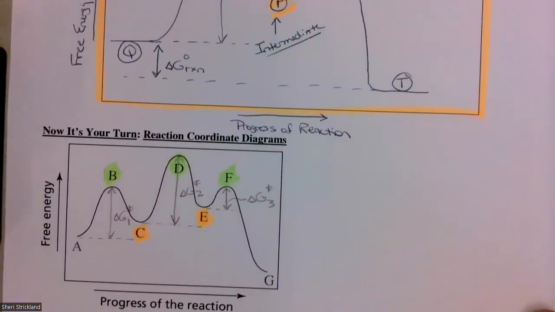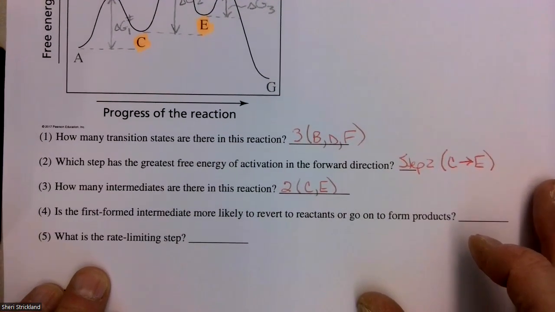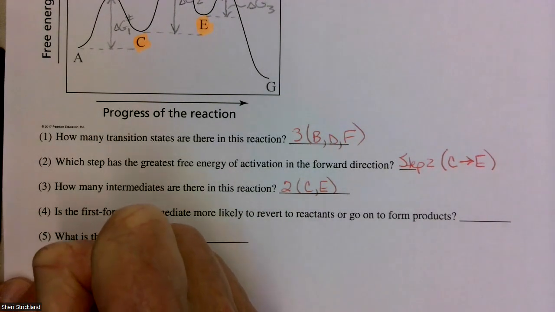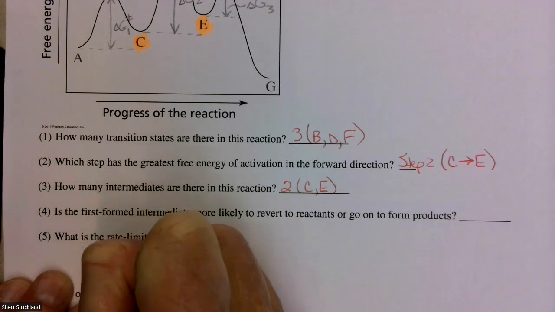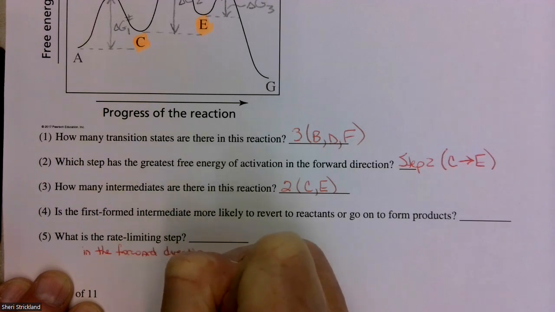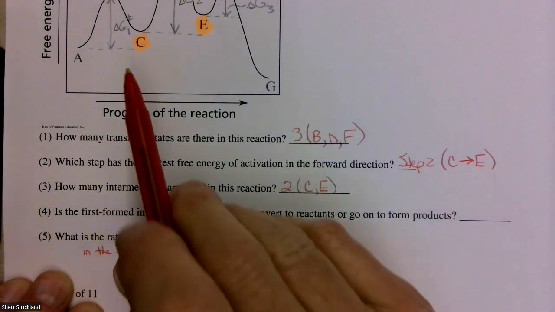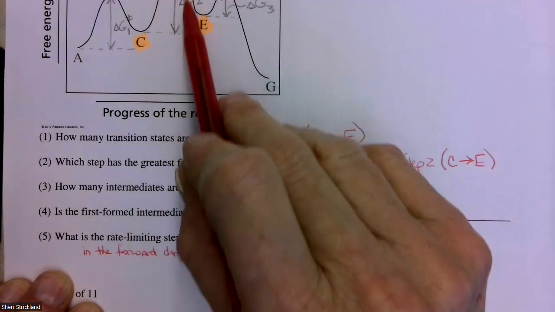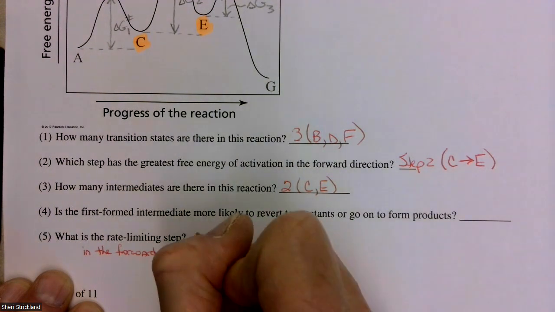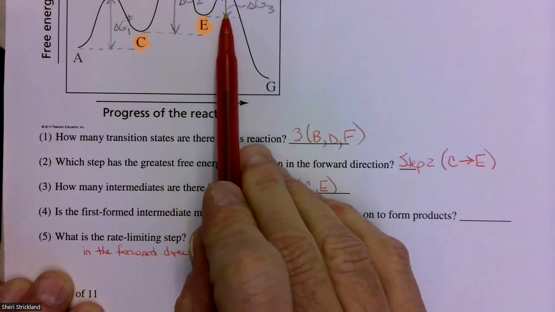All right, so just while we're here, let's do number 5 and then come back to number 4. Let's say, what is the rate limiting step in the forward direction? Because it might be different in the reverse direction. Okay, so the rate limiting step will have the largest free energy of activation. So again, that's step 2. So the fastest step actually will be the one with the smallest free energy of activation.